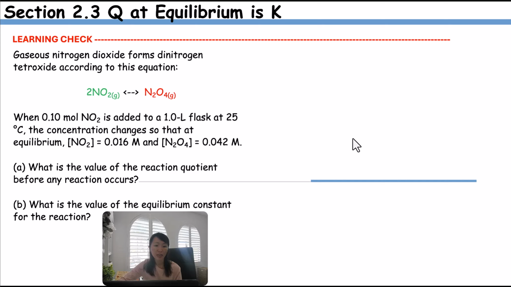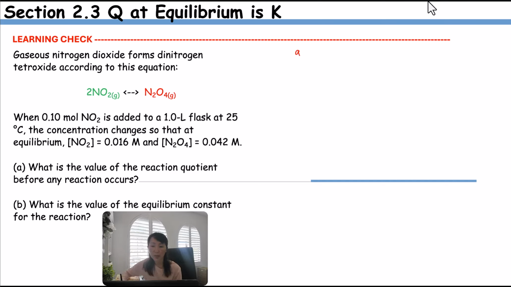All right, let's do a learning check based on what we have learned so far. Here it says gaseous nitrogen dioxide forms into dinitrogen tetroxide according to this equation. When 0.1 mole of NO2 is added to a 1 liter flask at 25 Celsius, the concentration changes to equilibrium, and it gives you the concentration of the nitrogen dioxide and also the dinitrogen tetroxide. And at A, it says, what is the value of the reaction quotient before any reaction occurs? Okay, so before it even hits equilibrium.